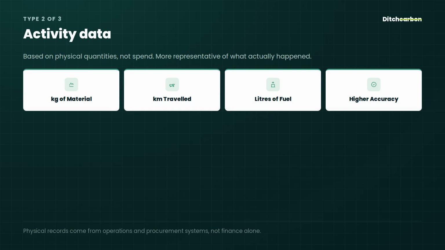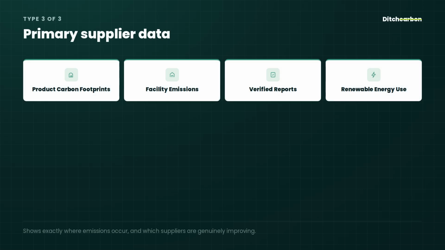How many kilometers did it travel? How many liters of fuel were used? This comes from operations and procurement systems rather than finance alone, and it's a more accurate reflection of reality. The third is primary supplier data. Here, suppliers report their own facility emissions, product carbon footprints, and verified sustainability reports instead of relying on averages. It takes more effort to collect, but it shows exactly where emissions occur and which suppliers are genuinely improving.